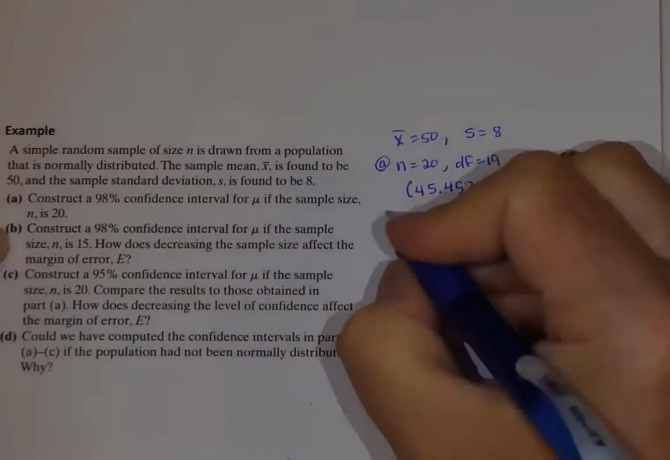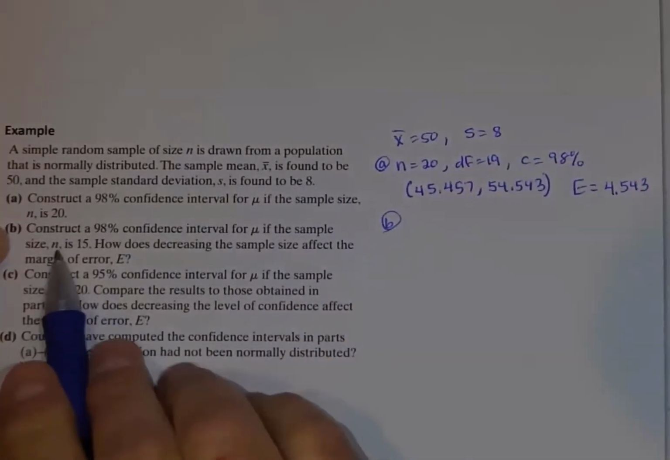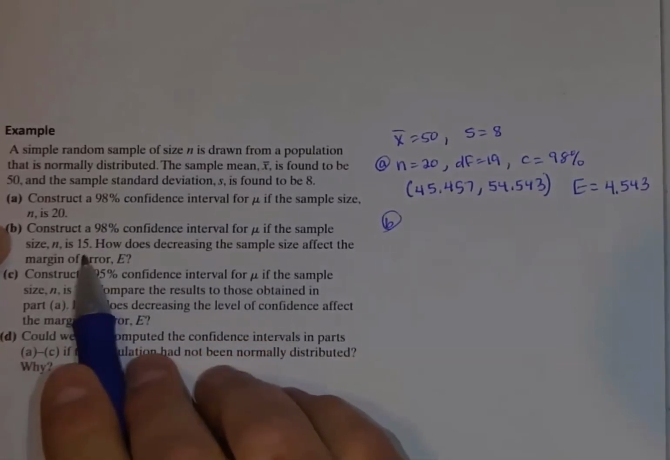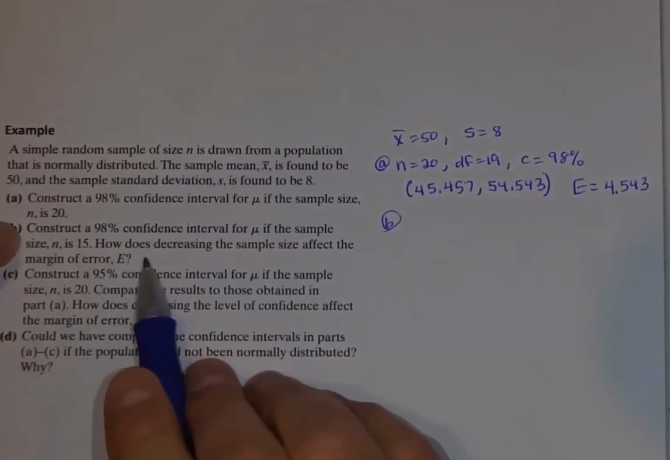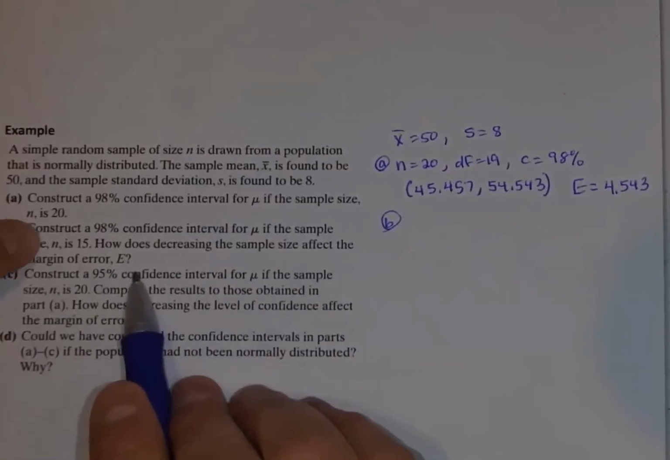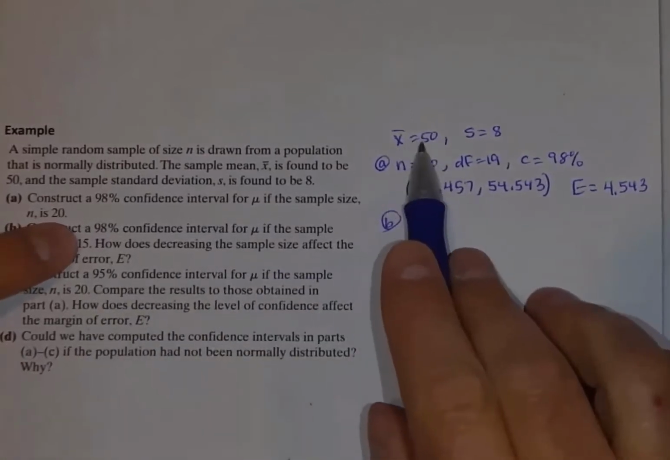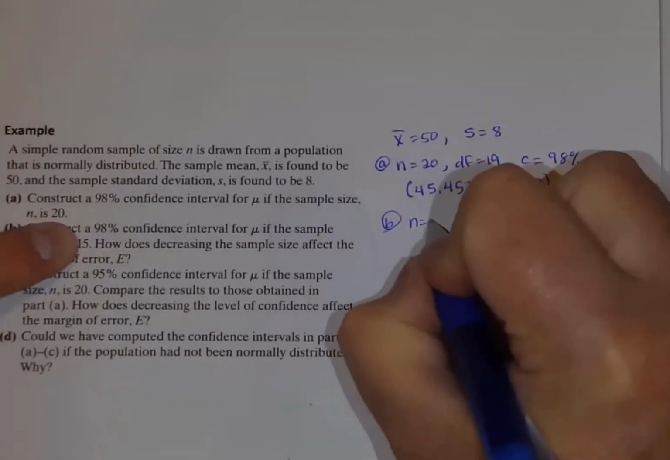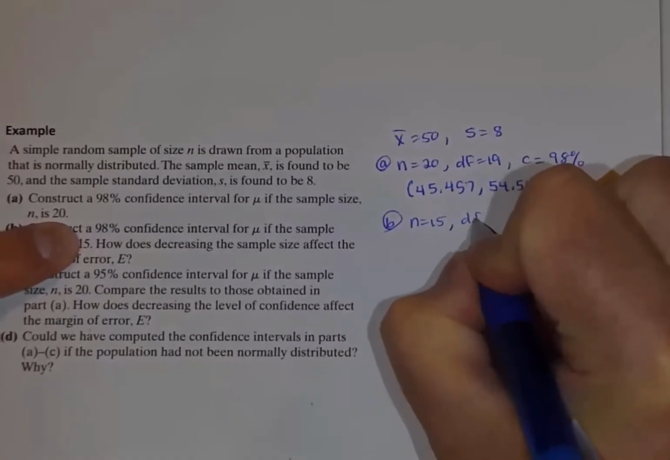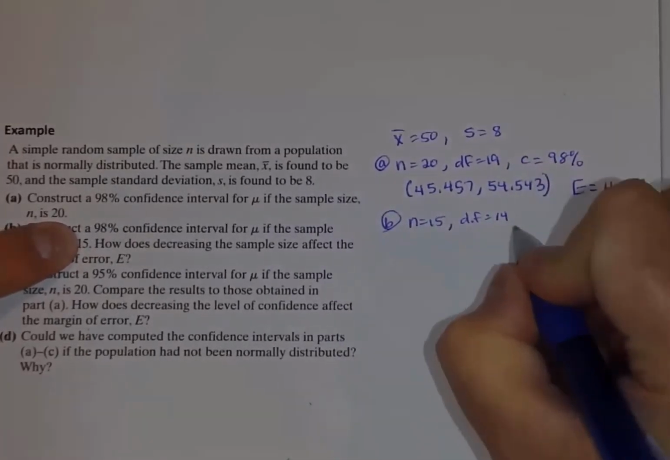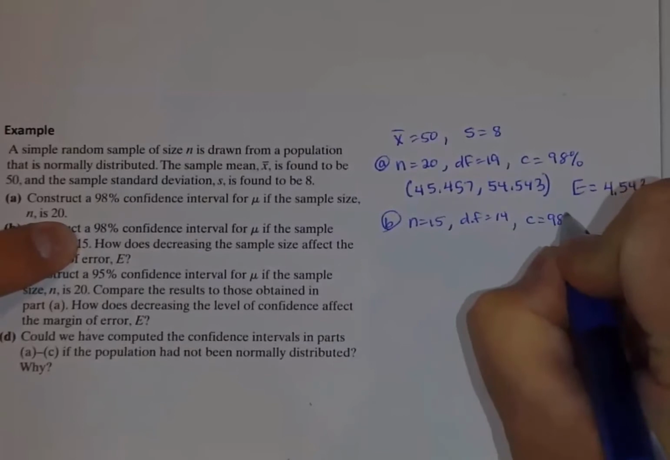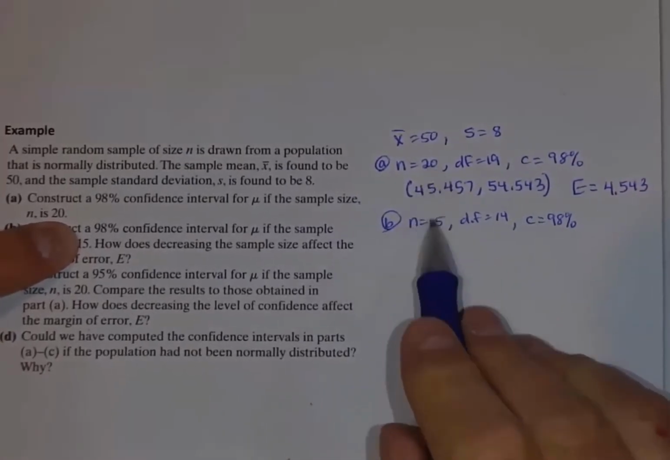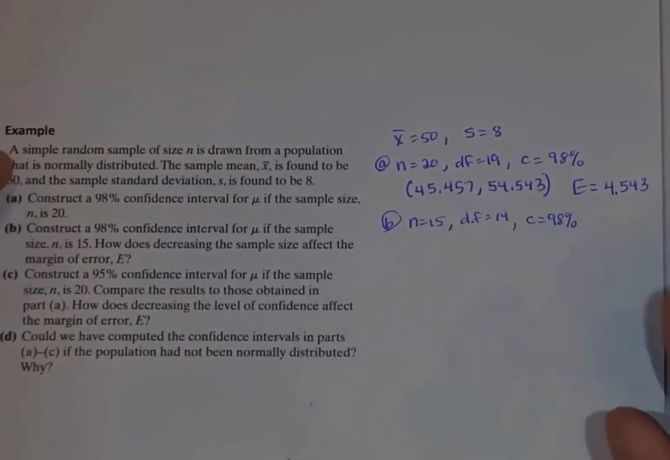B, construct a 98% confidence interval for mu if the sample size is 15. How does decreasing the sample size affect the margin of error? So in other words, if the 50 and the 8 are the same, but my sample size drops to 15, which means I now have 14 degrees of freedom, and I'm still doing a 98% level of confidence, how does dropping from 20 to 15 affect the margin of error?